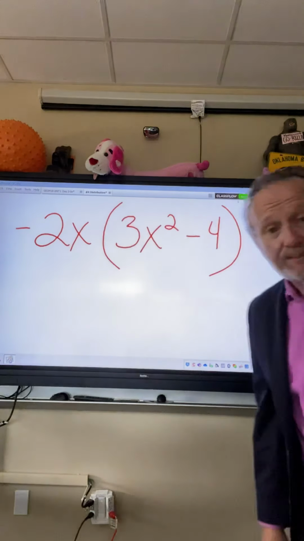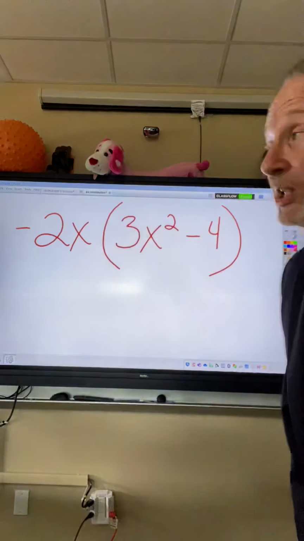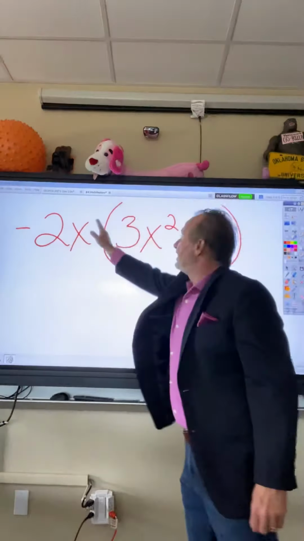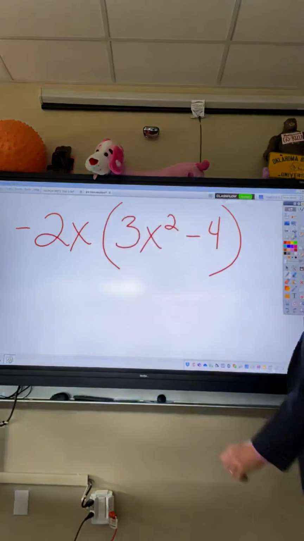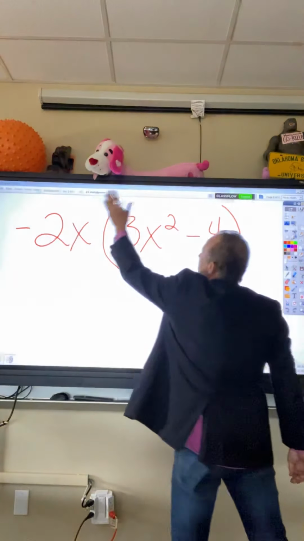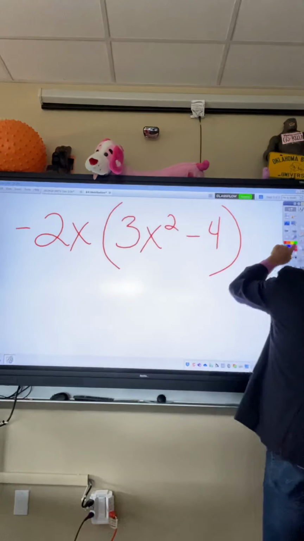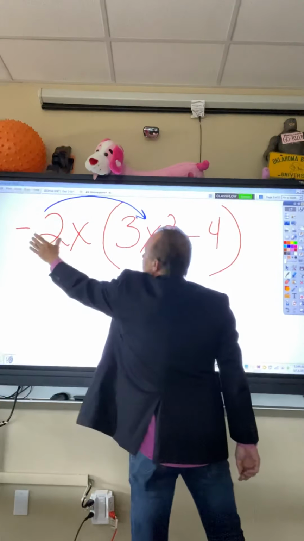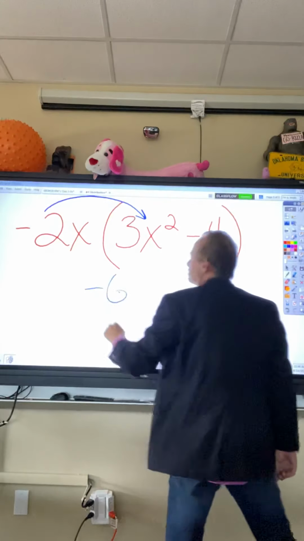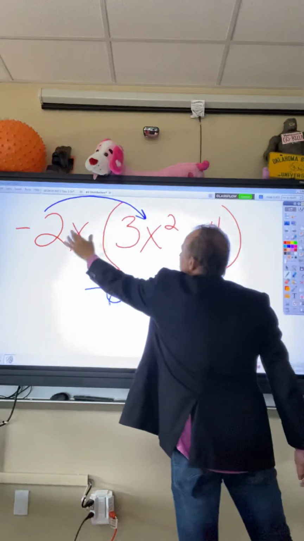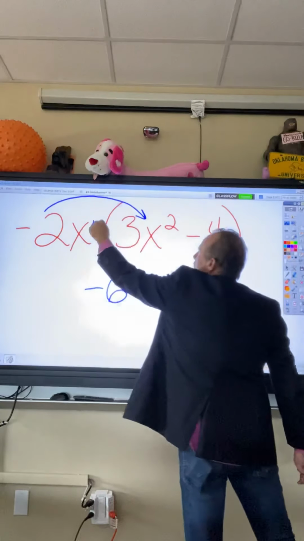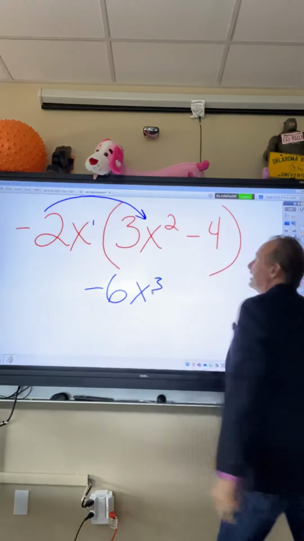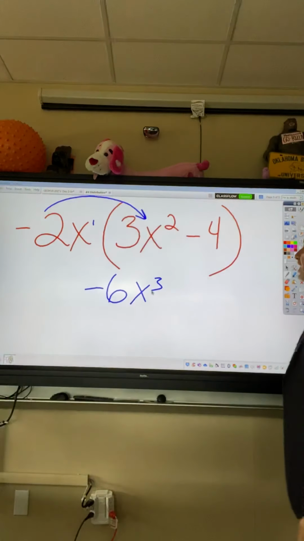Oh, we got some tricky business here. I got some negative 2x. No plus or minus right here, so it's a distributive problem. So negative 2x times 3x squared. Let's multiply here. Negative 2 times positive 3 is negative 6. And then I got x times x squared. Well, that's x to the 1, and 1 plus 2 equals 3, so that is negative 6x to the third.